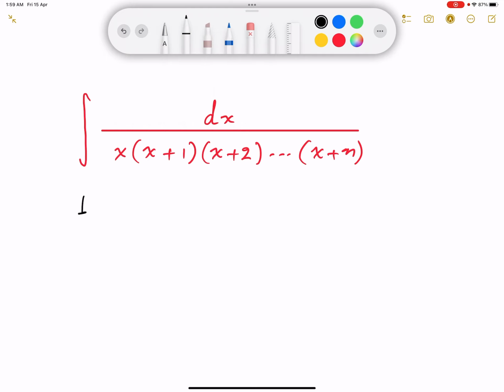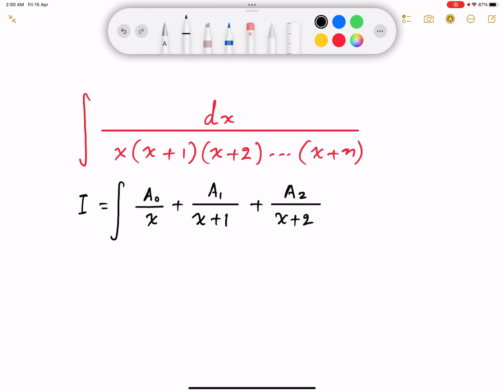So I will let the integral I equal, starting with the first term, a0 divided by x, plus the second term, which is a1 divided by x plus 1, plus the third term, a2 divided by x plus 2, all the way until we get to the last term, which is an divided by x plus n, and I will put everything between two parentheses, dx.